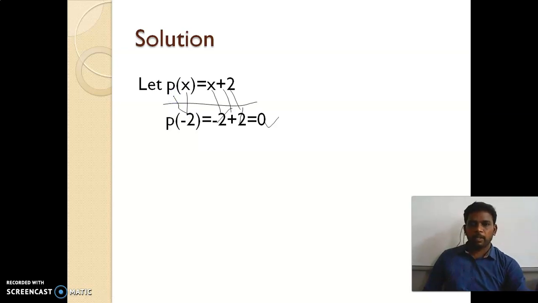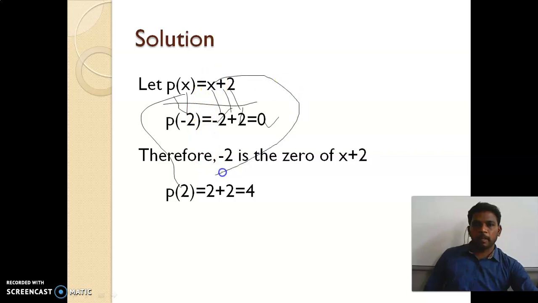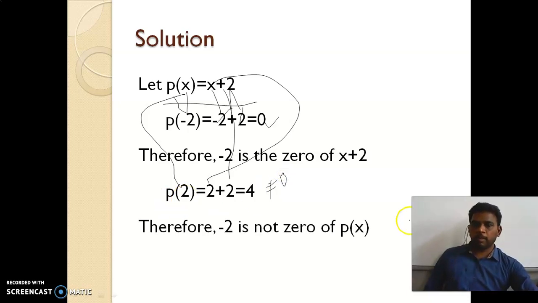We have already seen that minus 2 is the zero of x plus 2. Now we are going to check whether plus 2 is the zero of the polynomial or not. Here I replace x with 2, so p of 2 equals 2 plus 2, which is 4. The answer is 4, so it is not equal to 0. Therefore, 2 is not the zero of the polynomial p of x equal to x plus 2. So the answer must be 0 for the particular real number to be a zero, otherwise not.